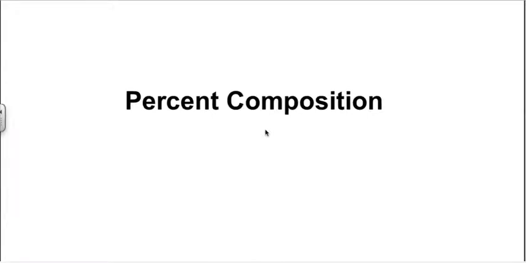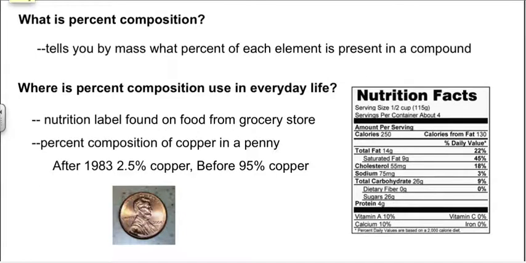Percent composition tells you by mass what percent of each element is present in a compound. And this can be super useful, but just for our purposes, a couple examples where maybe in everyday life you run into percent composition would be when you get home from school and maybe you open up your favorite bag of potato chips, or maybe you get out your Girl Scout cookies. And if you take a second to look at the nutrition label, that really reminds me what percent composition is.